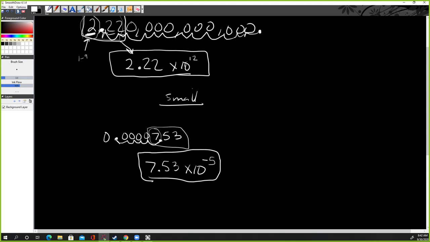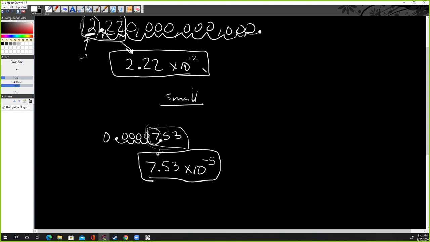Same thing here. We find the decimal place, move it. This time we have to move it to the right to get to the number. And we move it so that there's one single digit to the left of the decimal place. And then we write down the non-zero numbers, all of them, right here. And then we put times 10 to how many times we moved it.